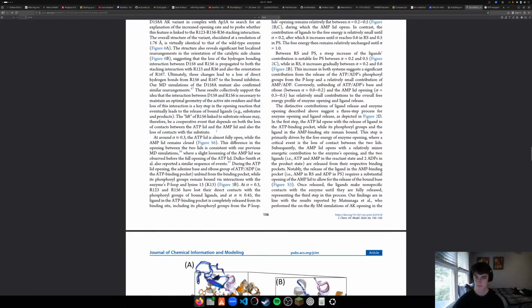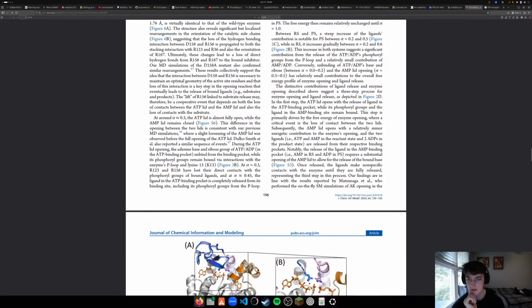Cool. Around 0.3, the ATP lid is almost fully open. This difference of opening. Slight loosening of the AMP lid was observed before the full ATP lid. This is incredibly detailed.